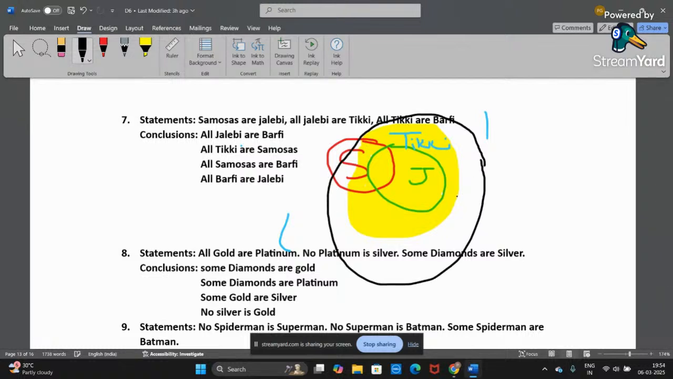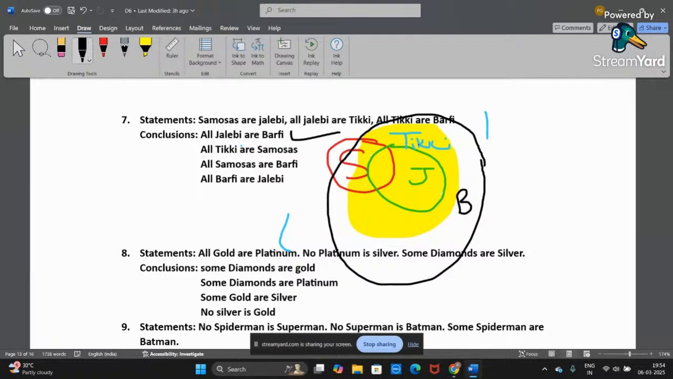All tikki are burfi. Now we need to check the conclusion. All jalebi are burfi. Yes. See, this yellow color comes inside burfi, right? So this one is correct.